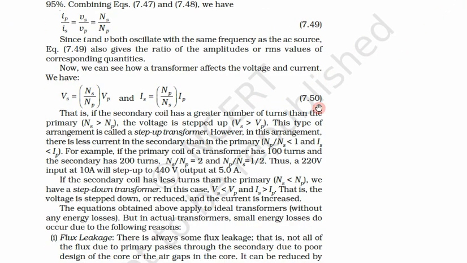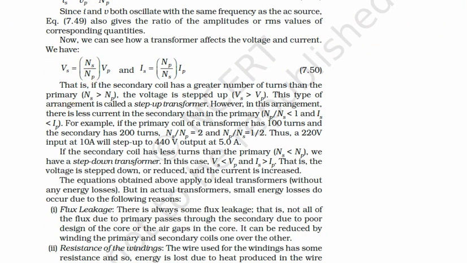So what are our equations of the transformer? These are our equations for a transformer. This is how a transformer affects the voltage and current. So Vs is equal to Ns upon Np, Vp, and Is is equal to Np upon Ns, Ip.